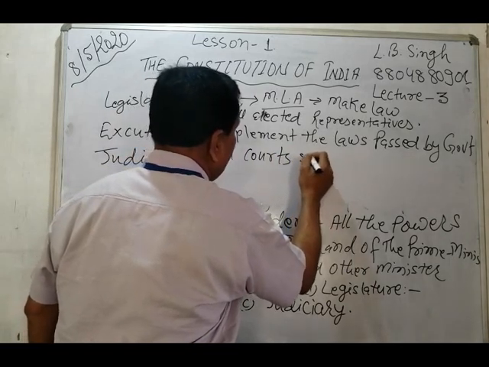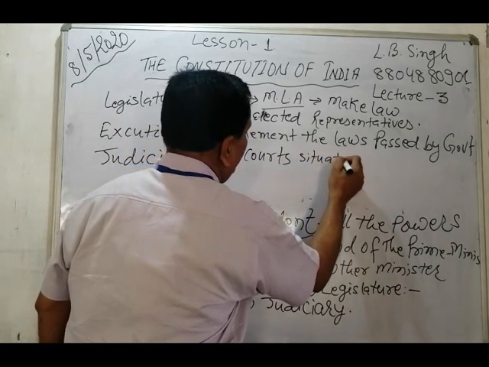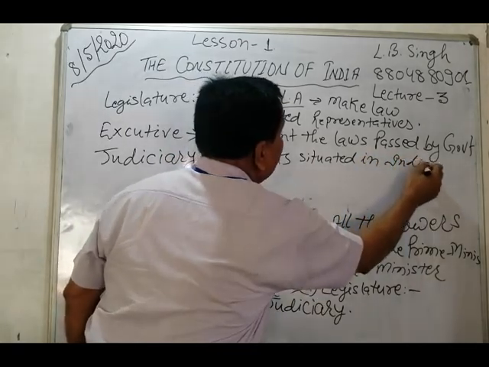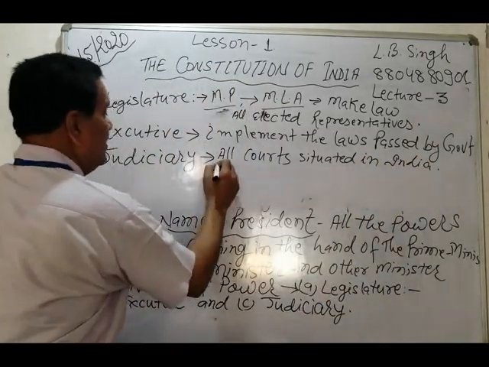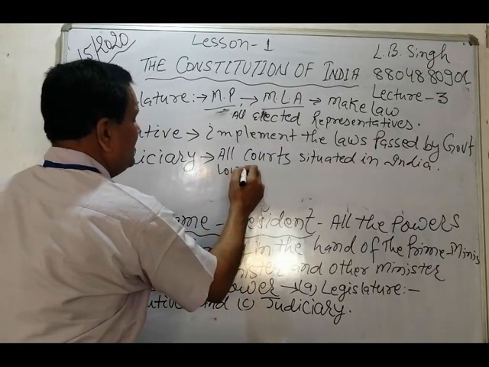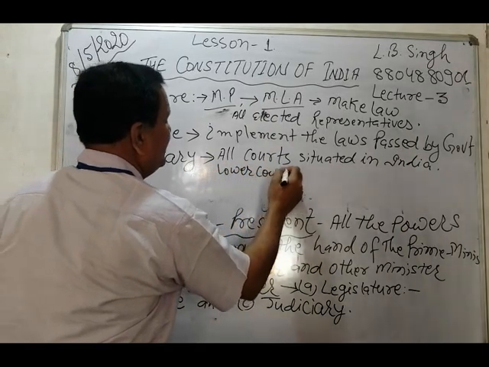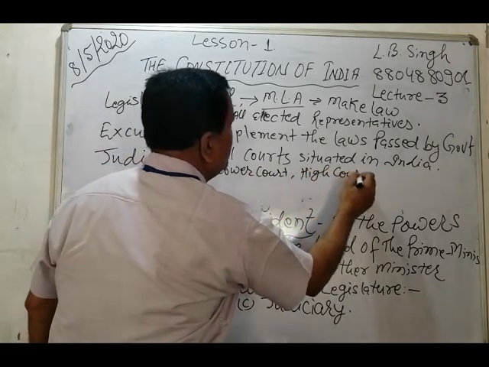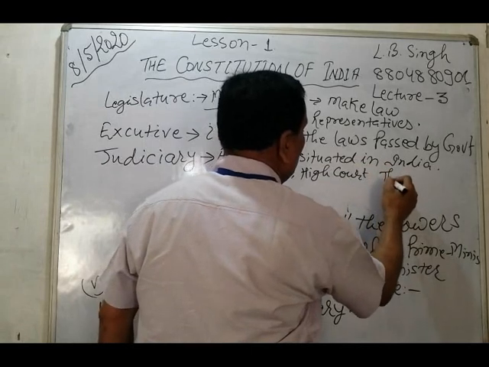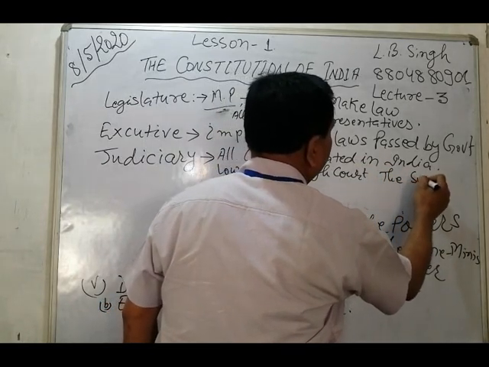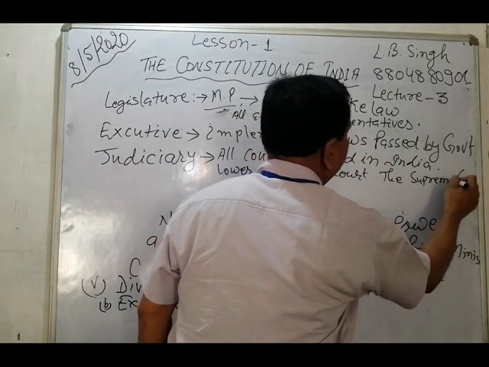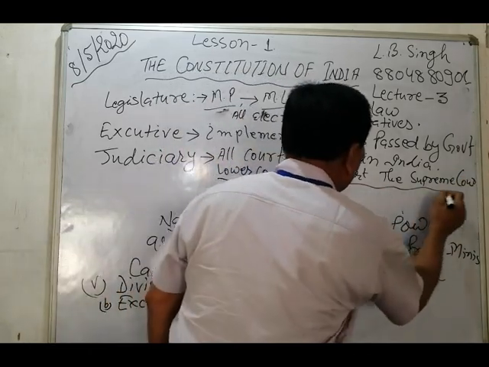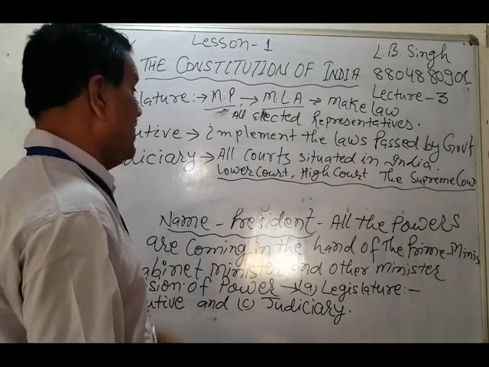courts situated in India. Do you know this thing? There are three types of court: lower court, high court, and the Supreme Court. These are the three courts in our country.